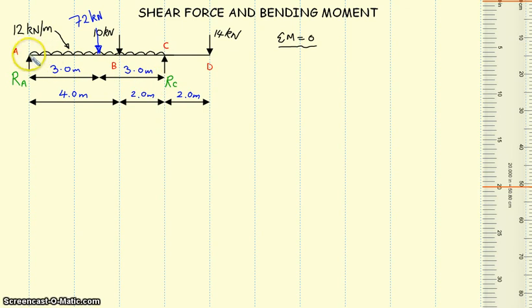So we're first of all going to take moments about reaction at A. So I'll just put a wee note up about that. We're going to take moments about reaction at A. And we start with clockwise. So spinning around RA, what do we have that's going in a clockwise direction? We've got this converted equivalent point load of 72 kilonewtons by 3 meters. Plus we have this 10 kilonewton times 4 meters away from the pivoting point at RA.